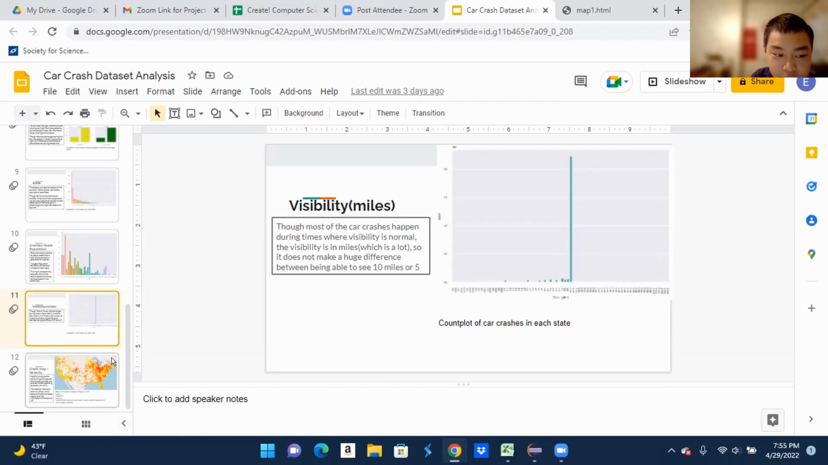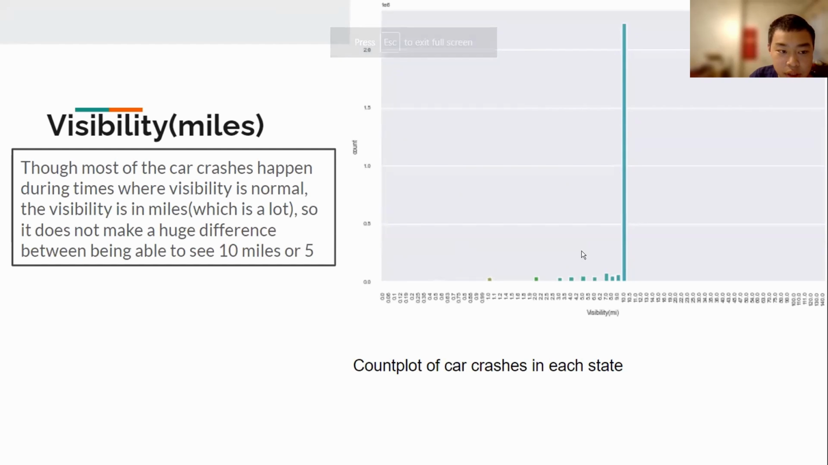My final graph after this map is visibility. Normal visibility is around 10 miles, and as you can see, there are a lot of crashes that happen around normal visibility. But then again, the visibility is in miles, and I don't think you need 10 miles to see a car coming, and most crashes happen from behind anyways. So it makes sense that most of the crashes happen when you can see perfectly fine.